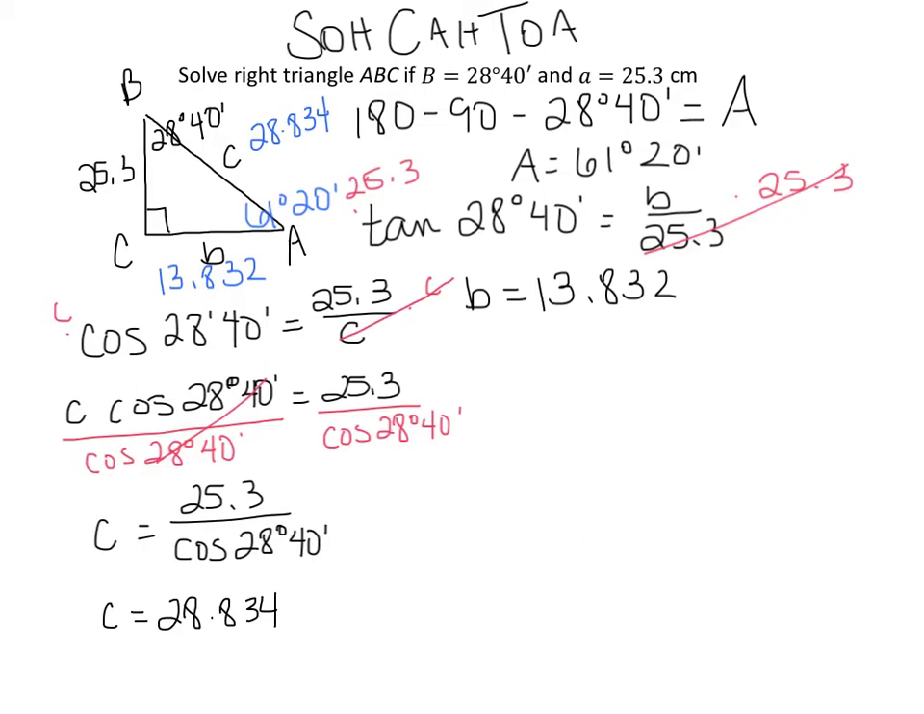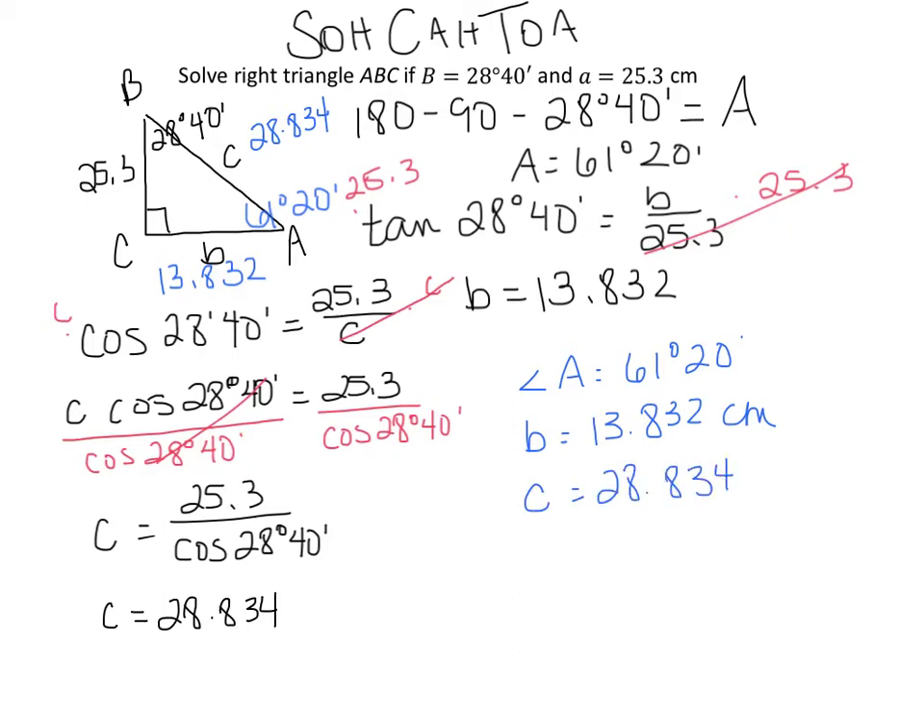So if I'm writing out a solution, I might say angle A equals 61 degrees 20 minutes. Side B is equal to 13.832 centimeters. And side C is equal to 28.834 centimeters.